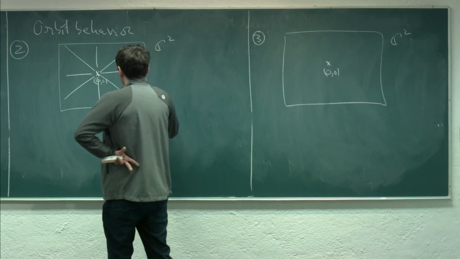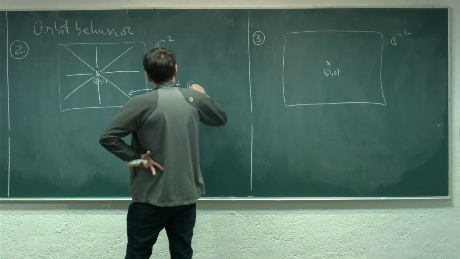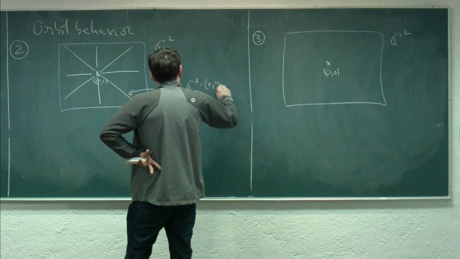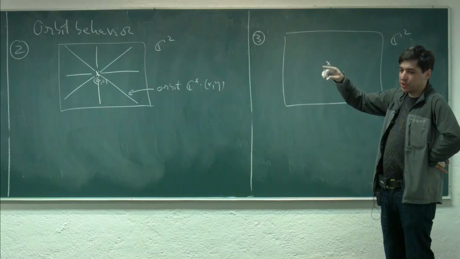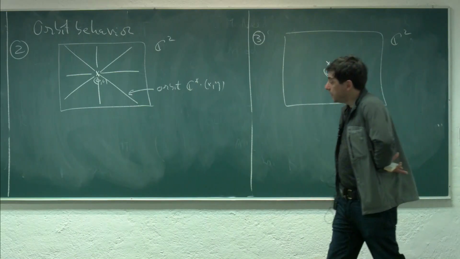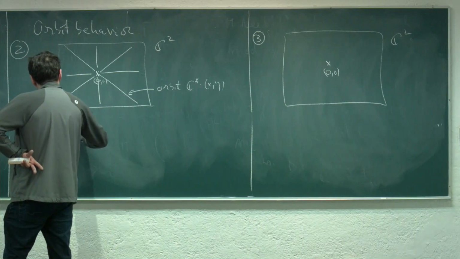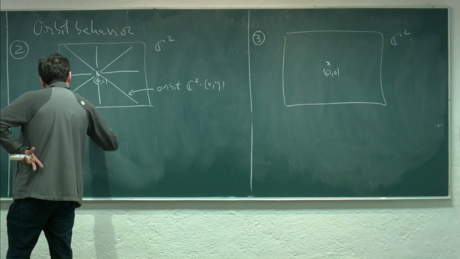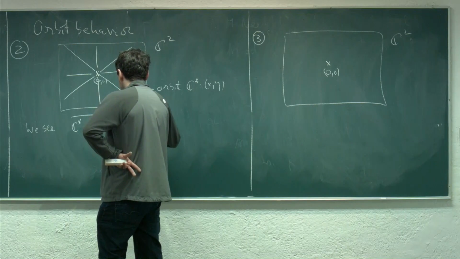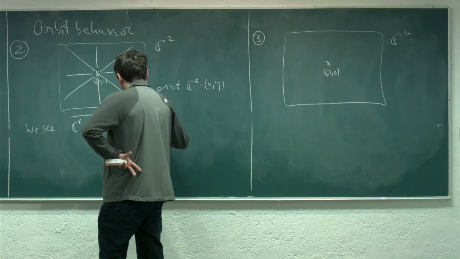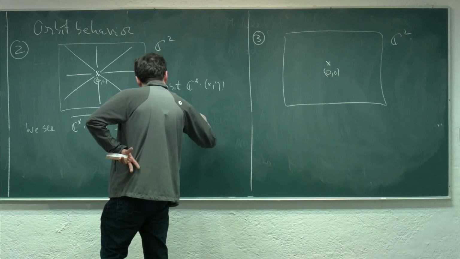So this is an orbit. This is C star times (x, y). So you see, here the orbits are punctured lines, and here we see that the closure of C star times (x, y), if I'm taking the closure, includes the orbit (0, 0), which is the orbit of the origin.